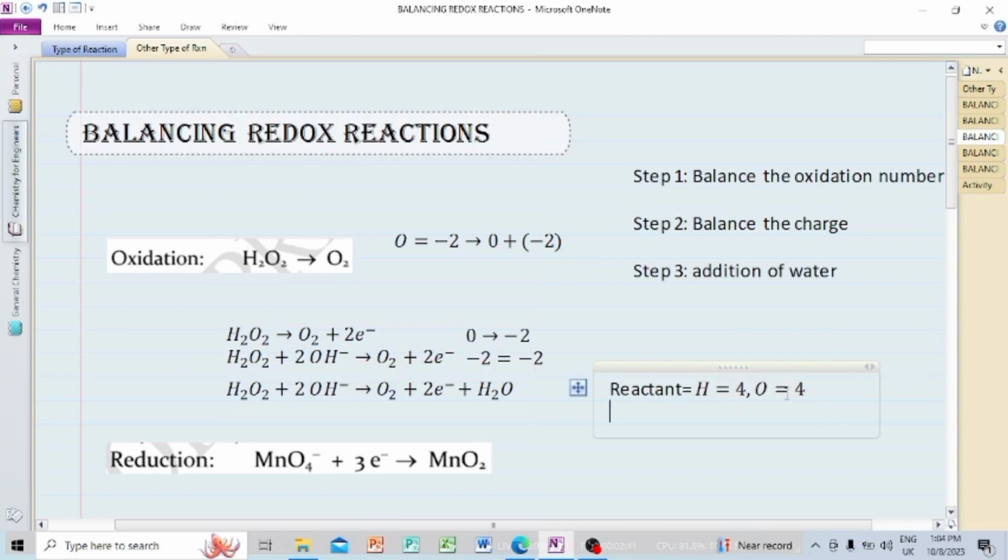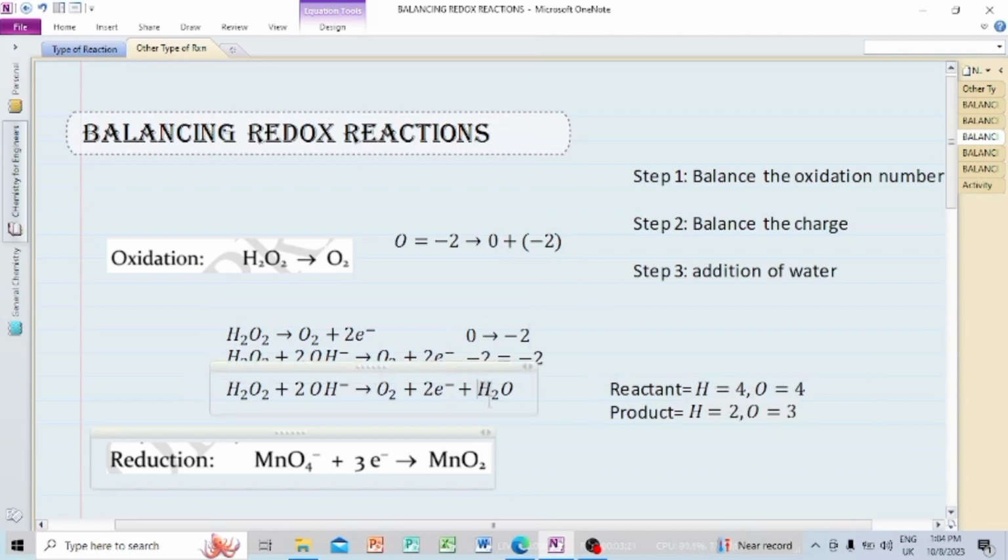And on the product side, ang H natin is 2 and our oxygen is 3. So, hindi sila balance. So, i-balance muna natin yung hydrogen. So, we have 4 here, we have 2 sa product. So, for it to become balanced, mag-multiply tayo dito ng 2, para maging 2 times 2 is 4. So, balance na sila. So, let's check.